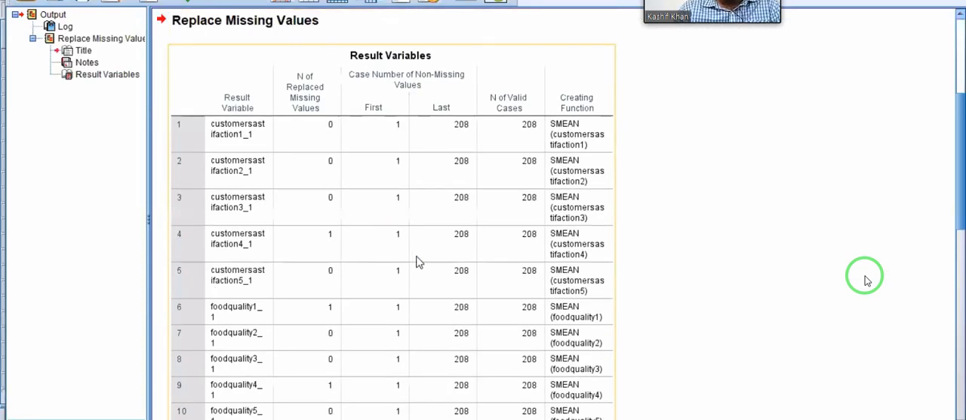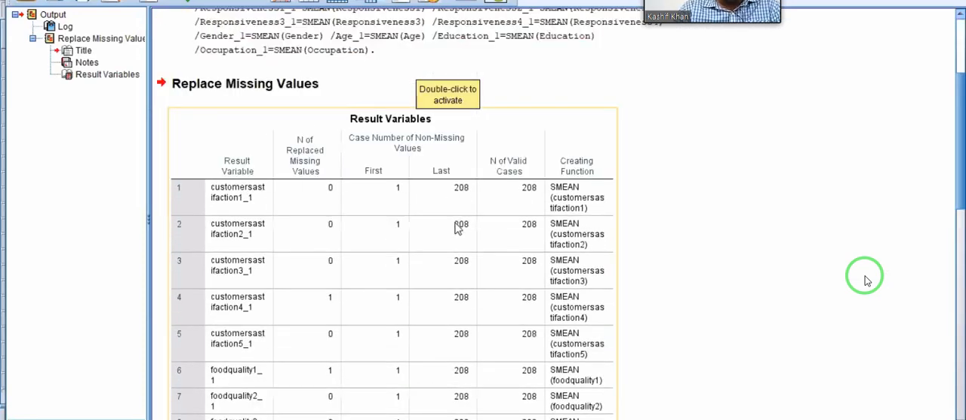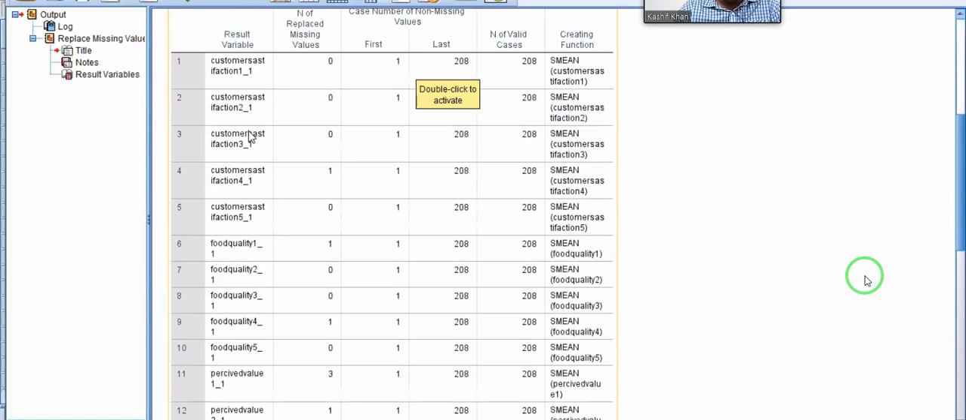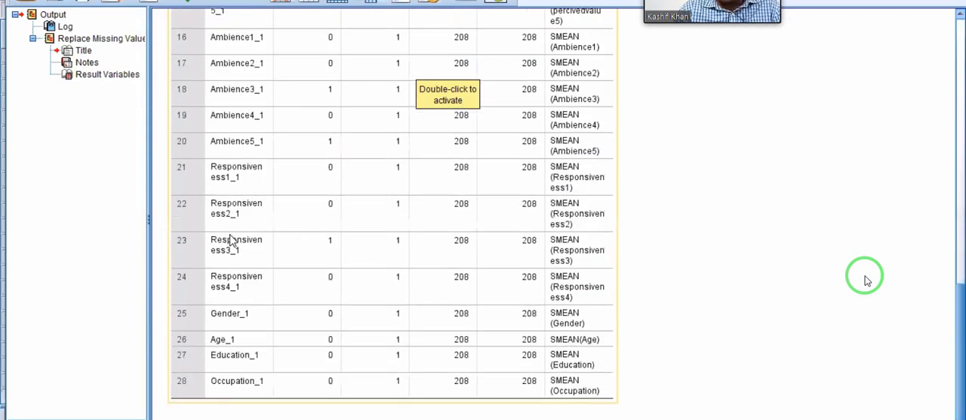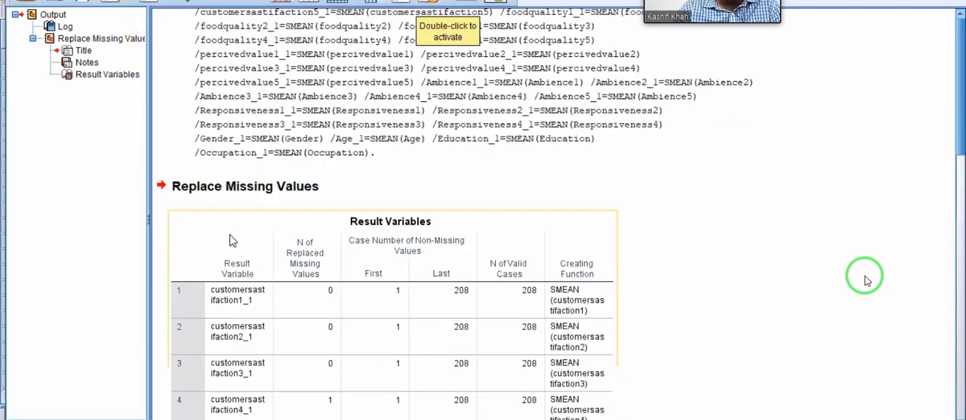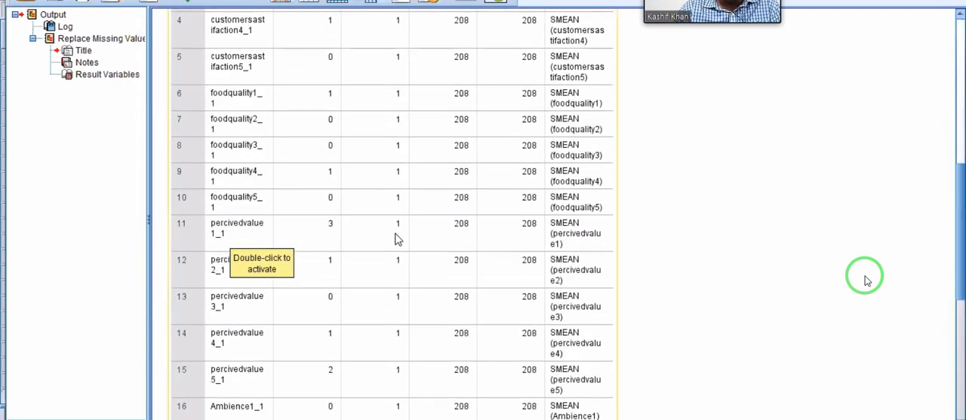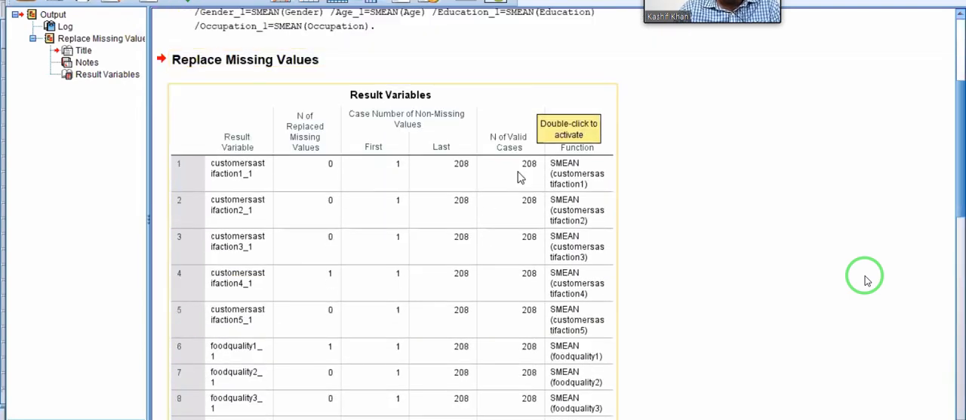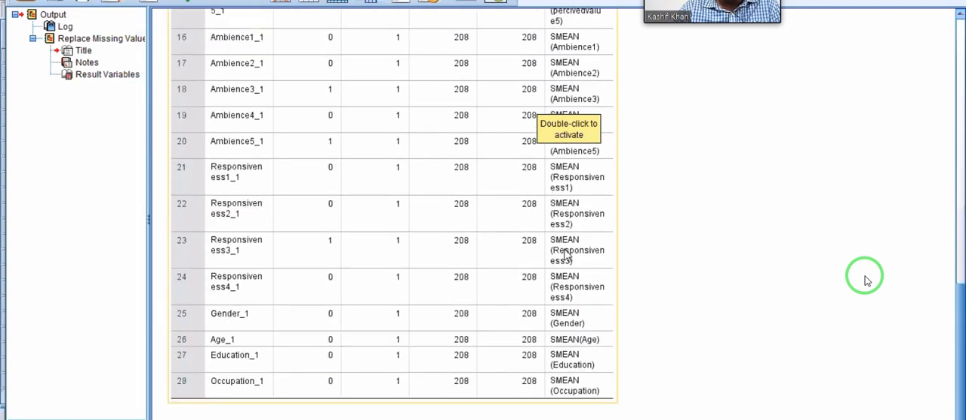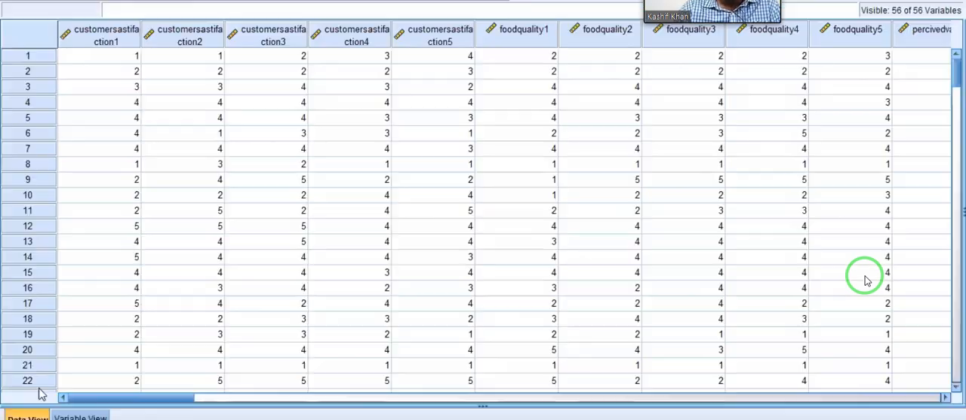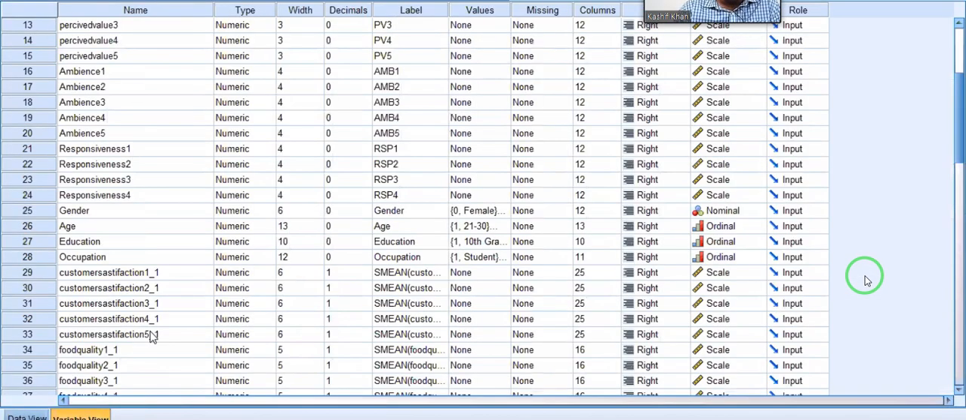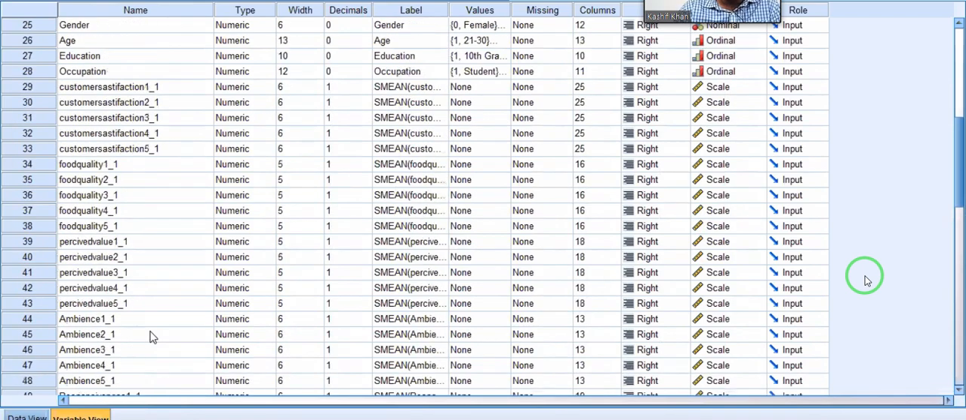As soon as I clicked OK, it is showing me what it did. It shows that it created new variables. Those older variables are there. The new variables should be on our sheet. And it's showing me how many missing values there were and which of them it treated, and the number of valid cases. Finally, all are 208, which is the actual number for our sample in this sheet. Let's close it. Okay, let's click it here. Look, we have the new variables here.